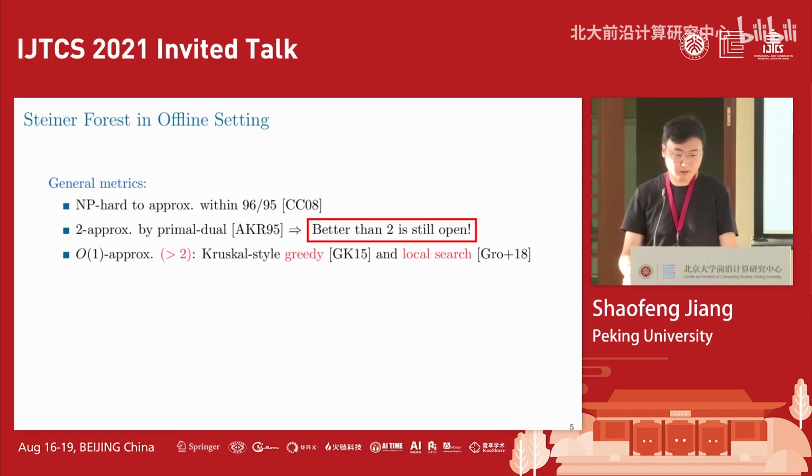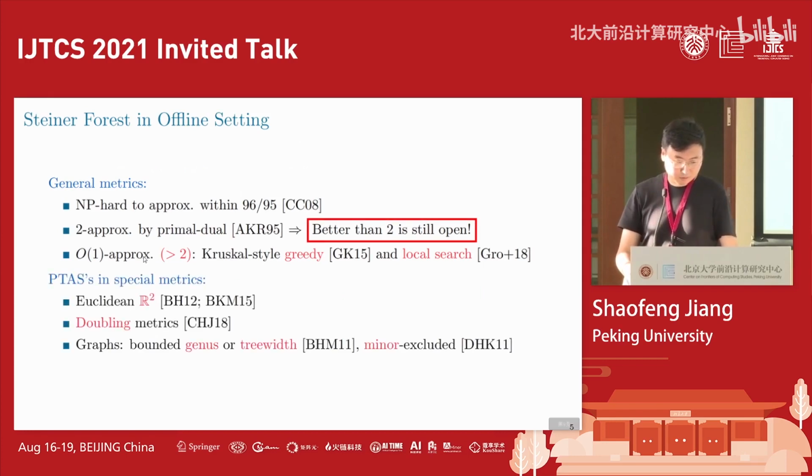And this 2 is surprisingly hard to beat, and it is still an open question to design an approximation algorithm better than 2. Towards breaking this 2, there are several other approaches using other types of techniques than primal-dual. For instance, there's a Kruskal-style greedy algorithm, and a local search algorithm was also considered. But both of them didn't succeed in breaking this 2, and they only achieve some constant ratio bigger than 2. But they do suggest some promising approaches.